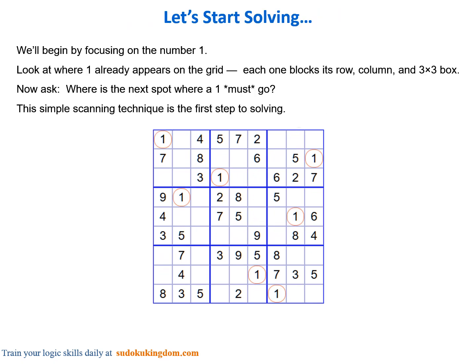Let's start solving. We'll begin by focusing on the number 1. Look at where 1 already appears on the grid. Each one blocks its row, column, and 3x3 box. Now ask, where is the next spot where a 1 must go? This simple scanning technique is the first step to solving.